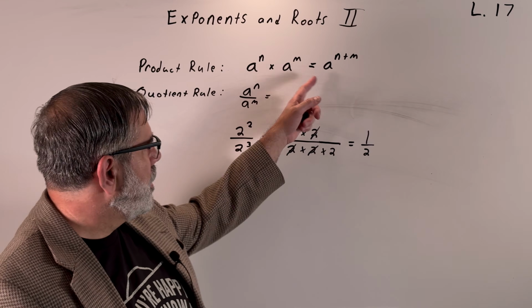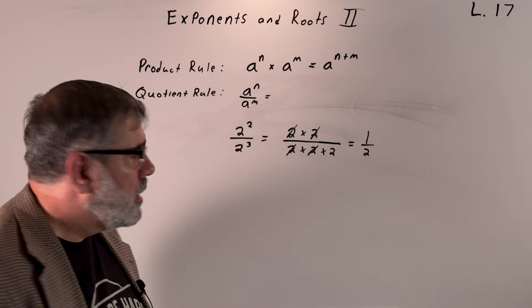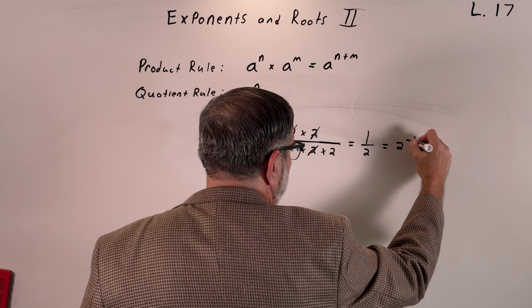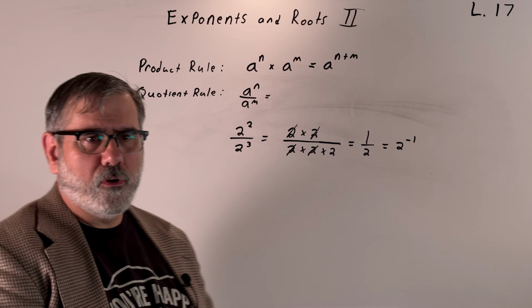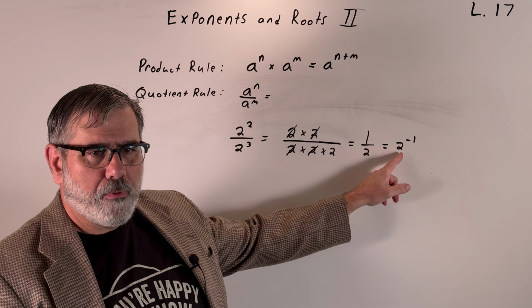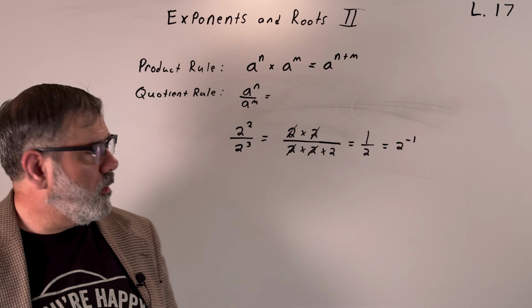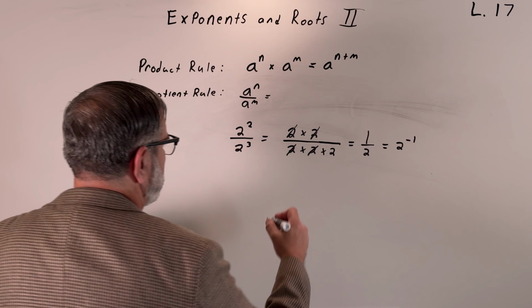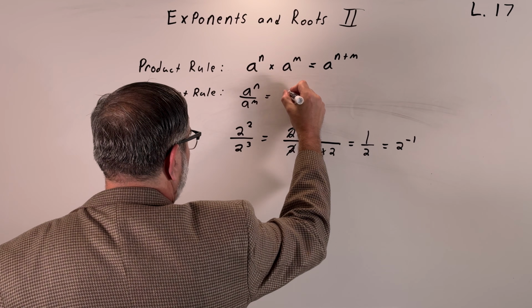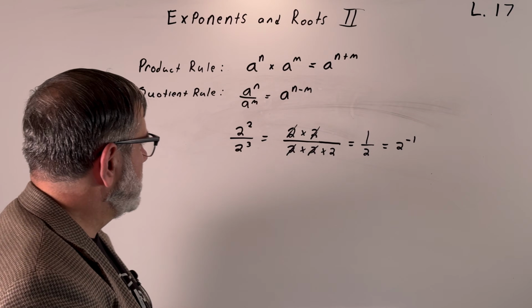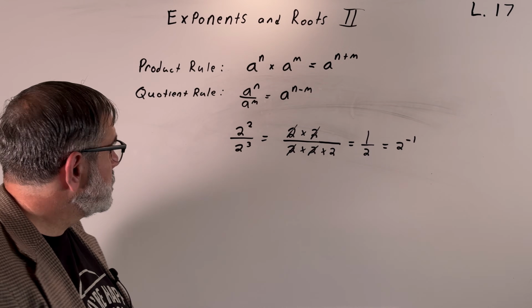Because we want to kind of preserve our product rule form, we're going to rewrite 1 over 2 as 2 to the minus 1. So we're going to have to interpret negative exponents, meaning to take the reciprocal of that. So 2 to the minus 1 means 1 over 2. And if we do that, then we can simply say that the quotient rule is a to the n minus m.